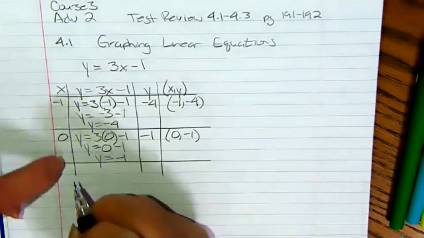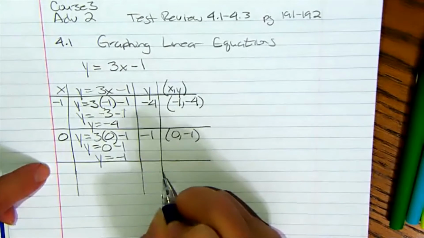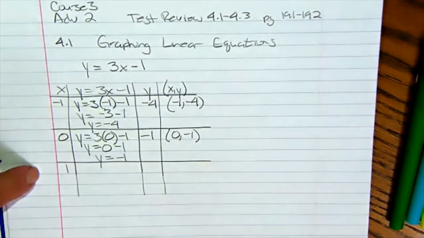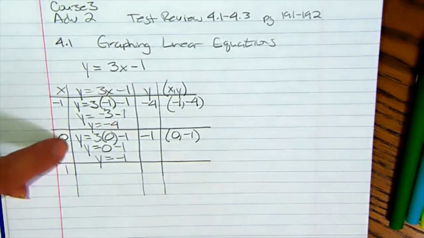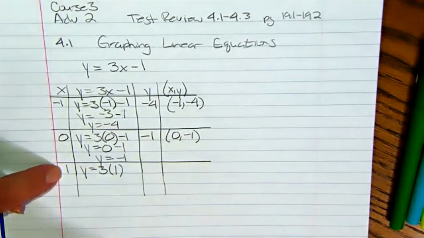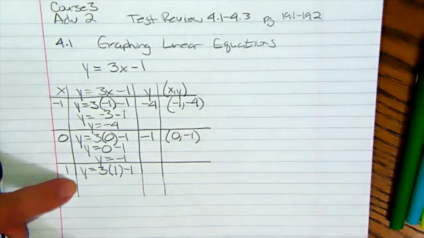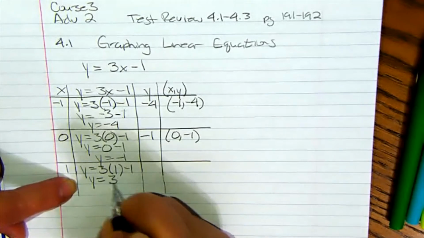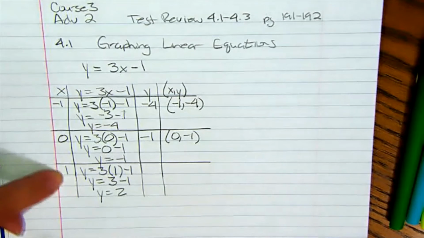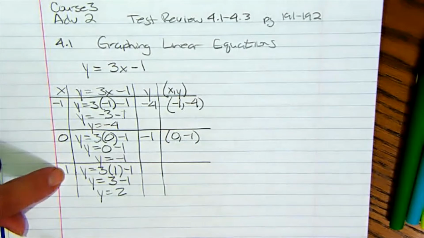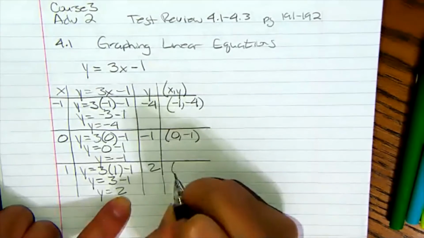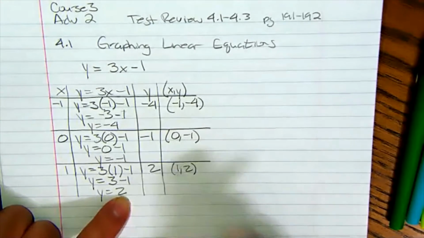So I have my negative, here's my 0. Now I need a positive, and I want to use a number that's easy to work with. So I'm going to go with positive 1. I'm going to rewrite my equation, substituting positive 1 for x. Then I'm going to solve. 3 times 1 is 3. Then 3 minus 1 is 2. So when I input positive 1, this equation spits out a positive 2. So here's my third ordered pair, 1, 2.